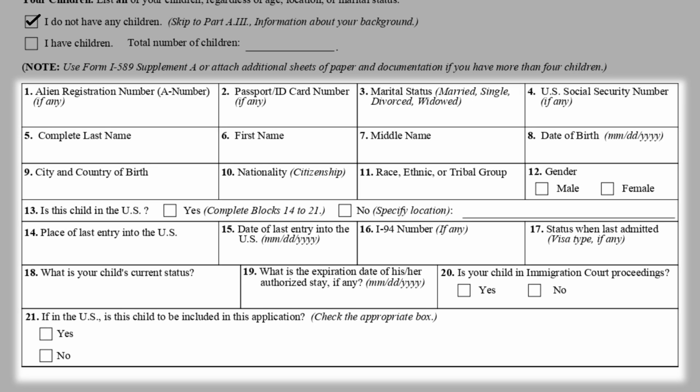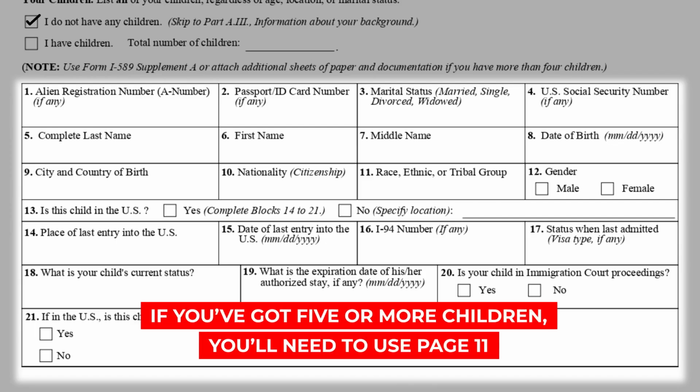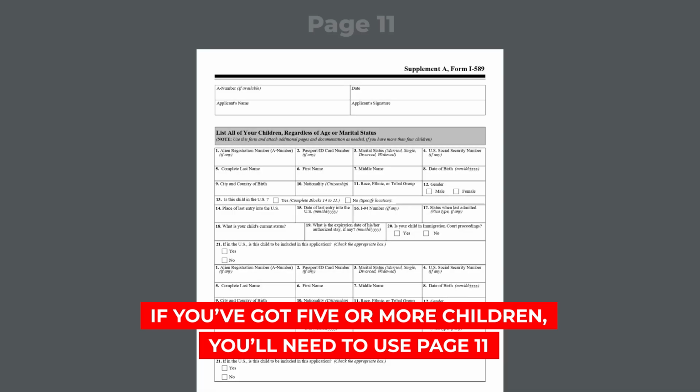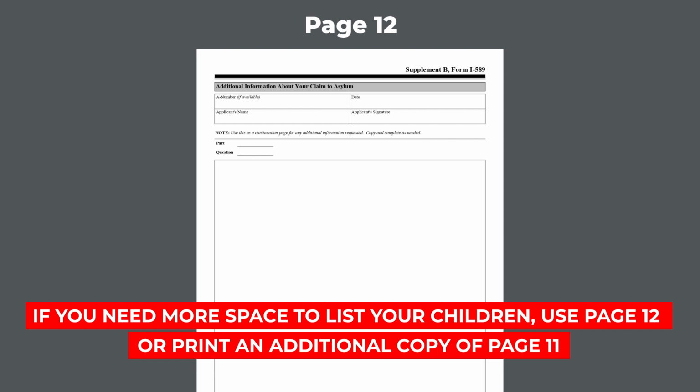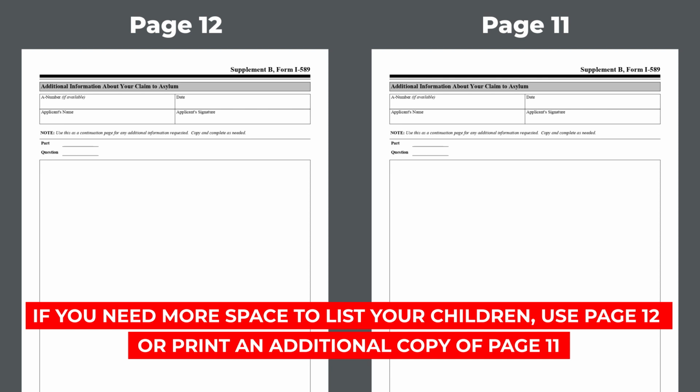There's a space for one child on page 2, and then for 3 more children on page 3, for a total of 4 children. So, if you've got 5 or more children, you'll need to use page 11, which asks for the same information about your kids that we're about to discuss here, for page 2. There's space on page 11 for 2 more children. So if you have more than 6 children total, you'll need to put the information for those children elsewhere. If there's room on page 12 for that, then you can put it there. If there's not, then I recommend printing out an additional copy of page 11 and putting it after page 12. If you're applying online through the USCIS portal, then this won't be a problem.